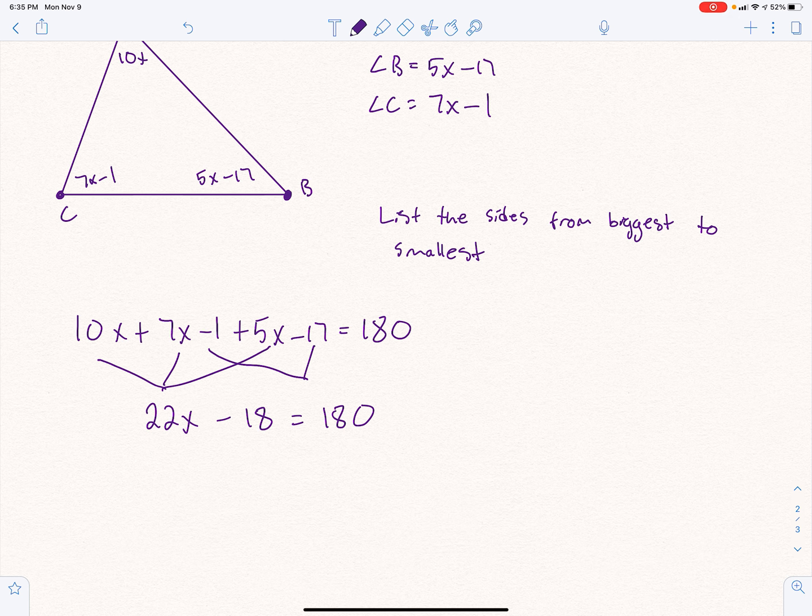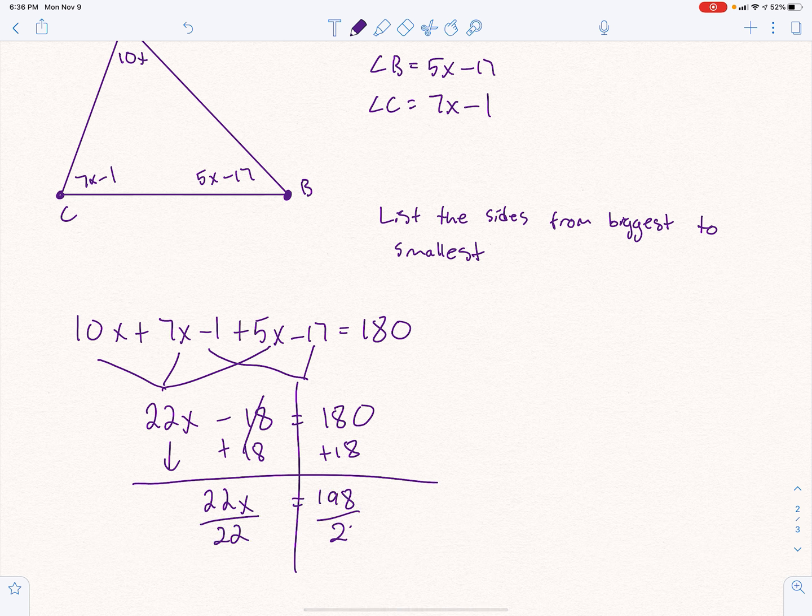So now that I get to this point, this is just a two-step equation. This is something that we've been working a lot on in class. I got to move the number. Anytime I'm moving across the equal sign, I got to do the opposite. So I'm going to add 18 on both sides. And that gives me, I'm going to bring this down, those cancel. I get 22x is equal to 180 plus 18, which is 198. And then the last thing I'm going to do is divide both sides by 22. And I get x is equal to 9.